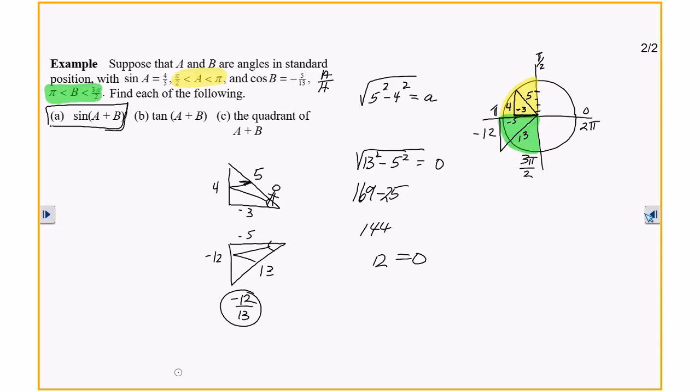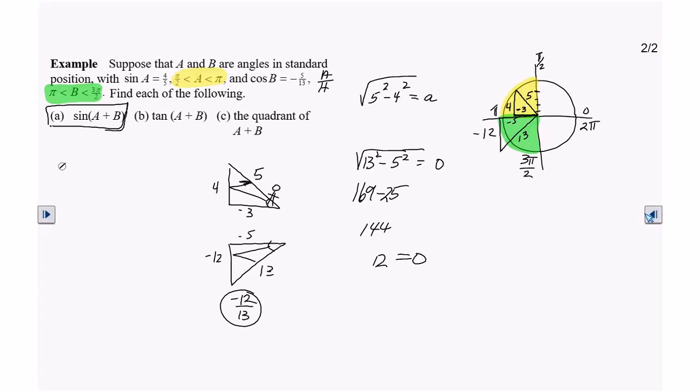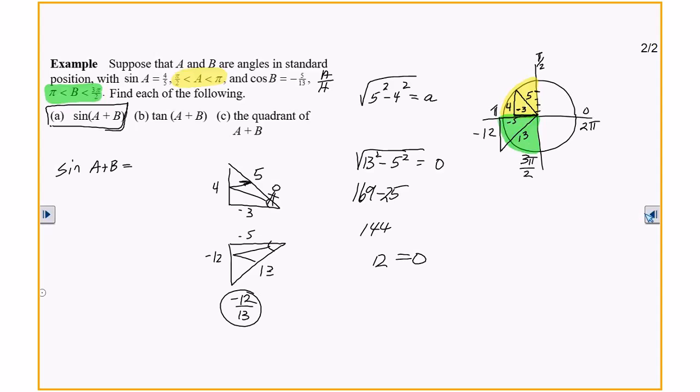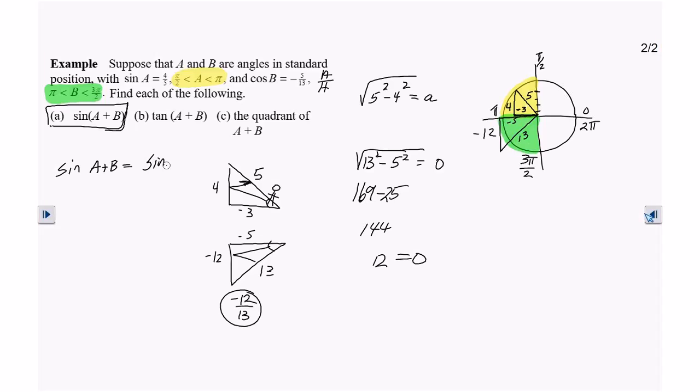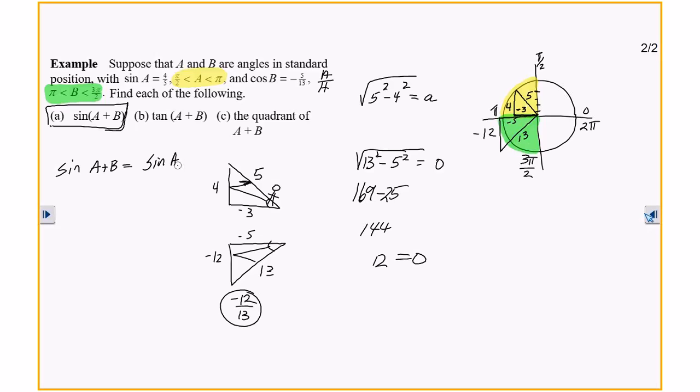So it might be better to go with Pythagorean identities. I'm sorry, not Pythagorean identities. Sine of A plus B. What is sine of A plus B equal to? That's where you go sine, cosine, cosine, sine, right? It's minus sine of A times the sine of B, cosine, sine, cosine.